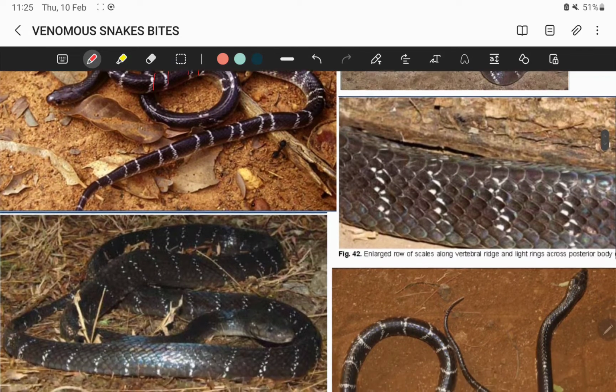Here, there is an enlarged row of scales along the vertebral ridge and light rings across the posterior body. So it has a row of scales along the vertebral ridge. This is venomous, right? We already studied venomous and non-venomous.